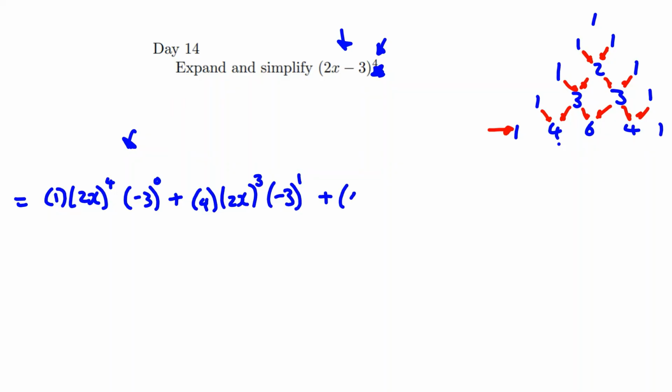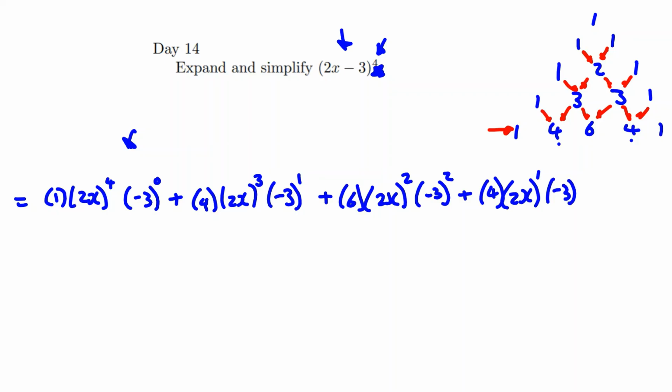Our next coefficient is 6, 2x to the power of 2, because we're reducing the power by 1, and we're going to increase the power of the second term by 1. We're going to do our next coefficient, which is 4, 2x, and our power drops down to a 1. Minus 3, and our power rises to a 3. And then finally, 1, 2x to the power of 0, and minus 3 to the power of 4.